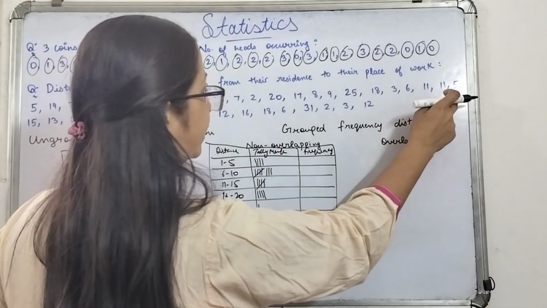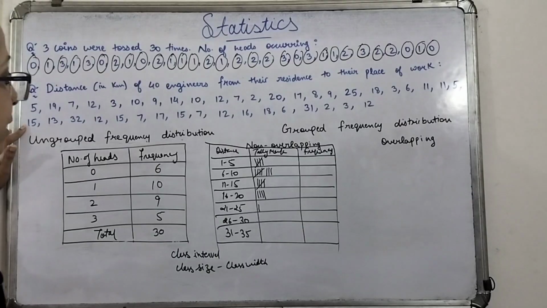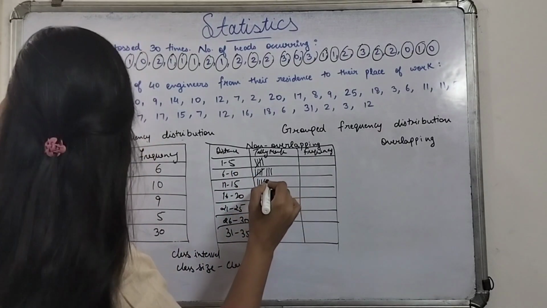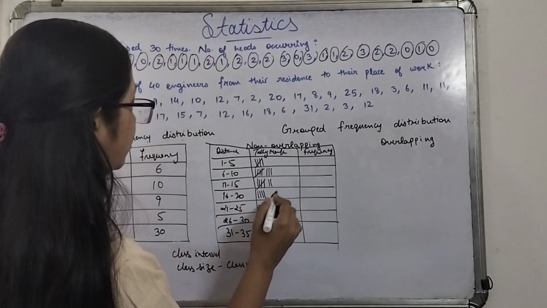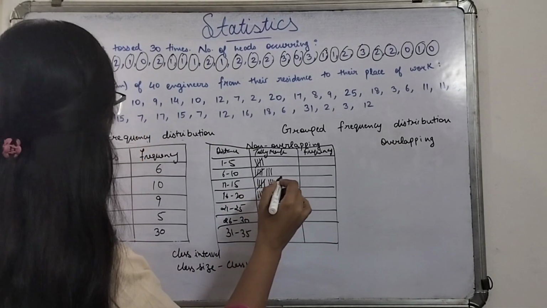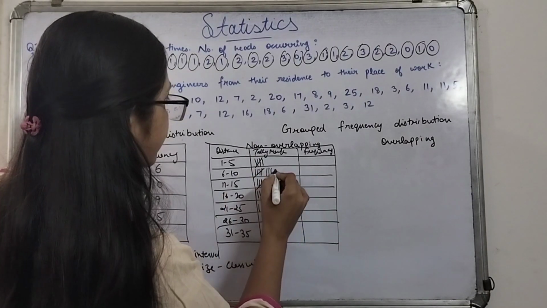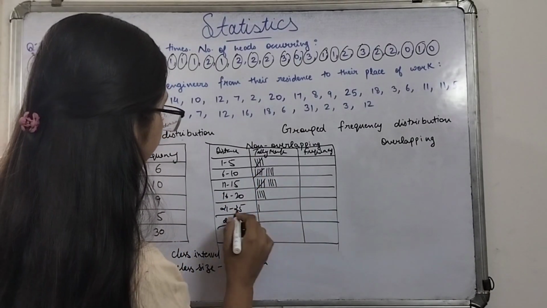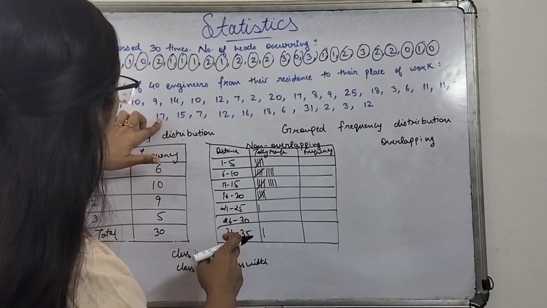This is your 11, then again 5 will be here, then 15 will be here, 13 will be here again, 32 will lie here, 12 will come here, then 15 will come here, 7 will be here, 17 will come under this category, so it was the fifth number, so for the fifth we have crossed it.